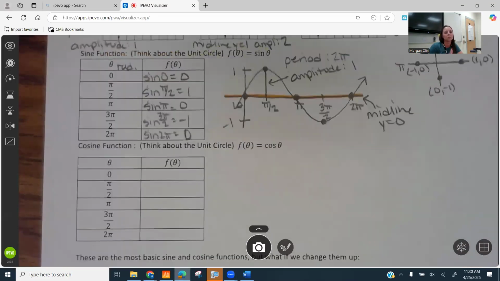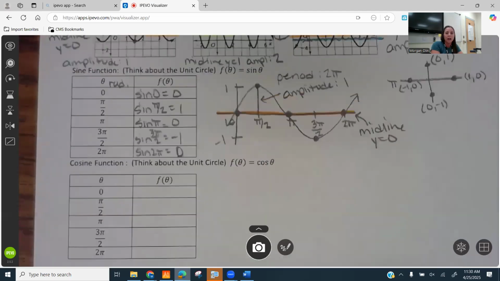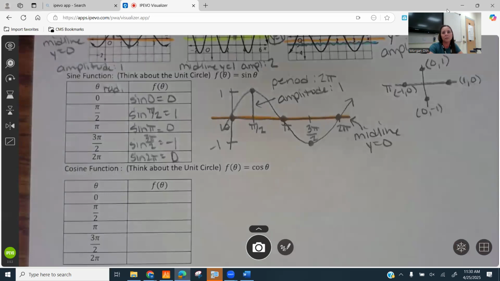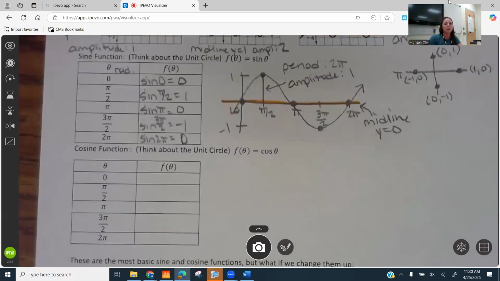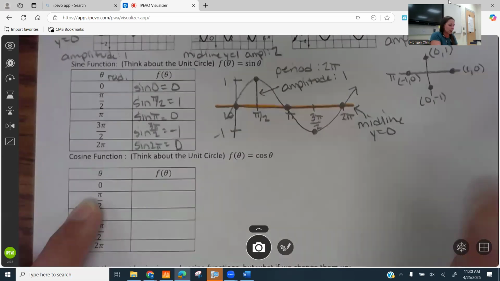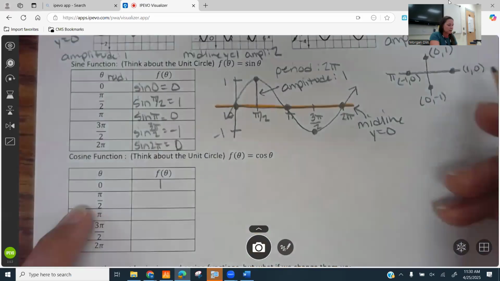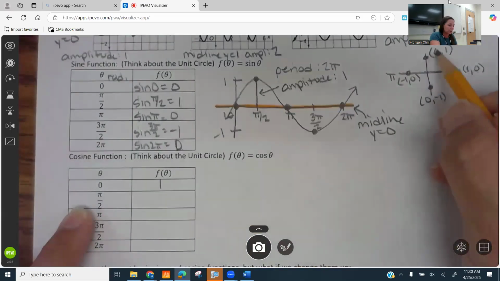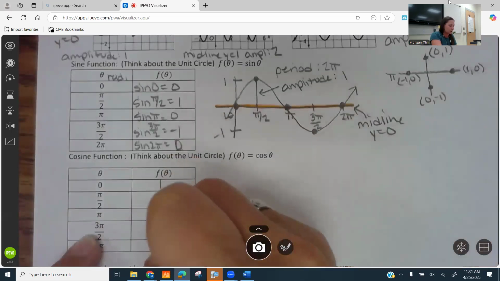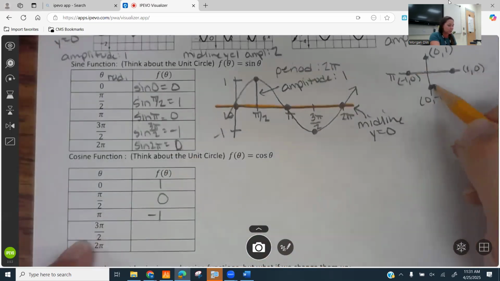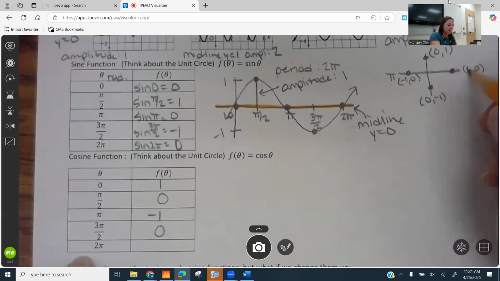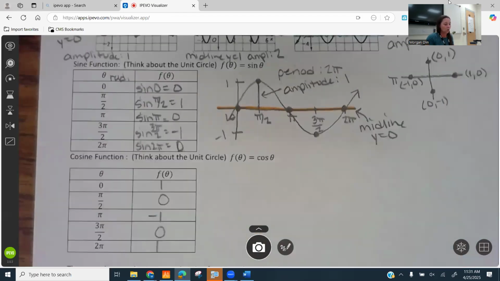So let's do the same thing with cosine. I already have this for cosine, so that's going to make this a little bit easier. Move my picture a little bit. Okay, so here we go. And remember, cosine is x. So at 0, the x value is 1. At pi over 2, the x value is 0. At pi, the x value is -1. At 3 pi over 2, the x value is 0. And then when we get back to 2 pi, we're back at this point, and it's 1. And we start all over again.